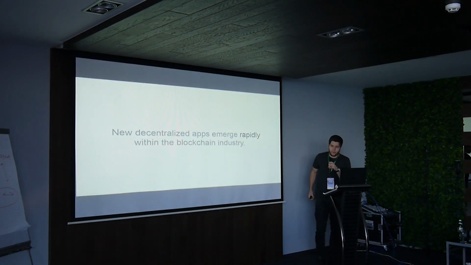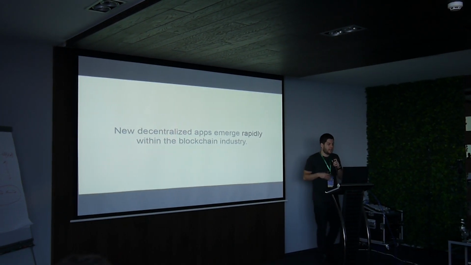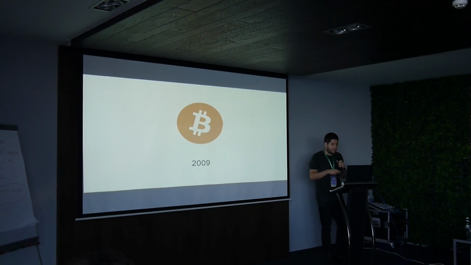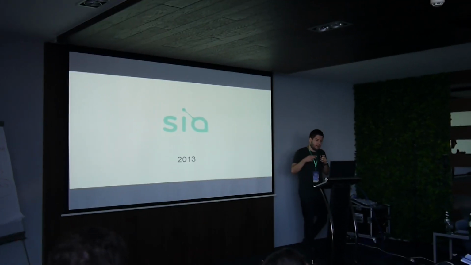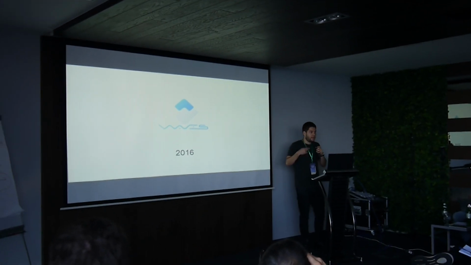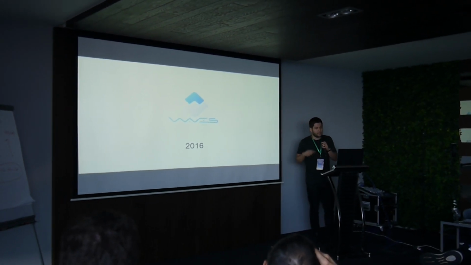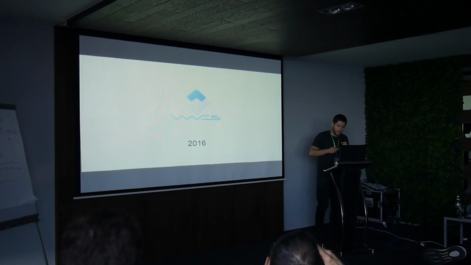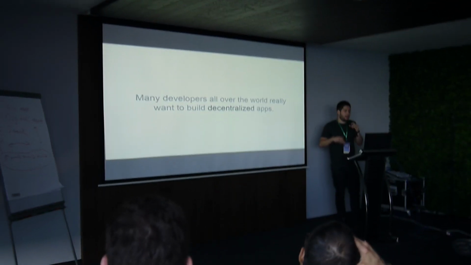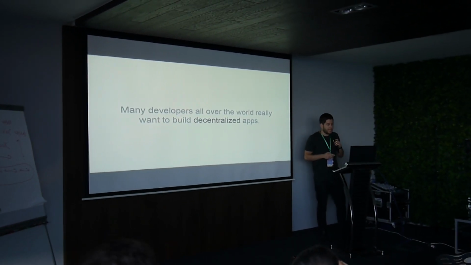So, if we are looking back, we see that new decentralized apps are emerging rapidly within the blockchain industry, right? We had Bitcoin as the first one. Then many more, like Ripple, Doge, Factom, Ethereum, Waves occurred. And these are only a few examples. There's Komodo, there's NEM, Steem, IOTA, and so on. So there seems to be a demand, or many developers really want to build decentralized applications.